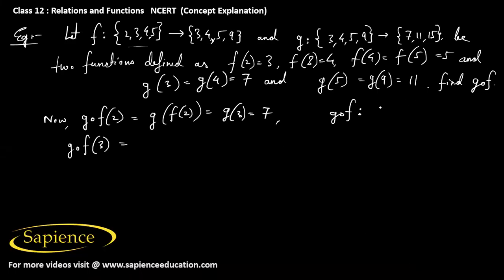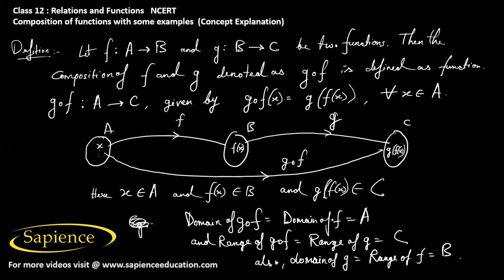So here g of f should map from the set {2, 3, 4, 5} to the set {7, 11, 15}. Here it can be called range also, or codomain. We can tell it is a codomain. You can say range or codomain, actually, codomain.